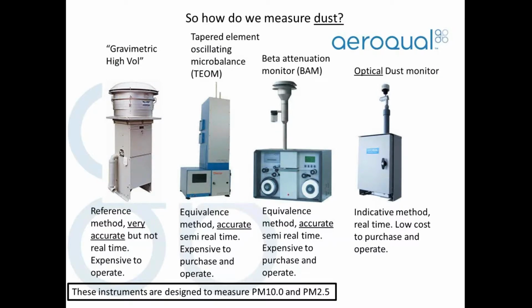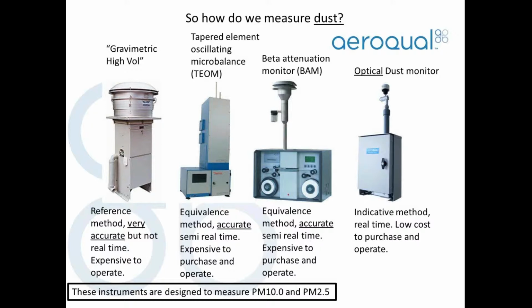So moving on, how do we actually measure dust? What are the tools available to us for measuring dust? Well, there are many instruments which can measure dust. Most of those instruments tend to focus their measurement on either PM10 or PM2.5. The most accurate and the most historically reliable measurement is what's referred to as a gravimetric high vol. This is rather a large instrument.